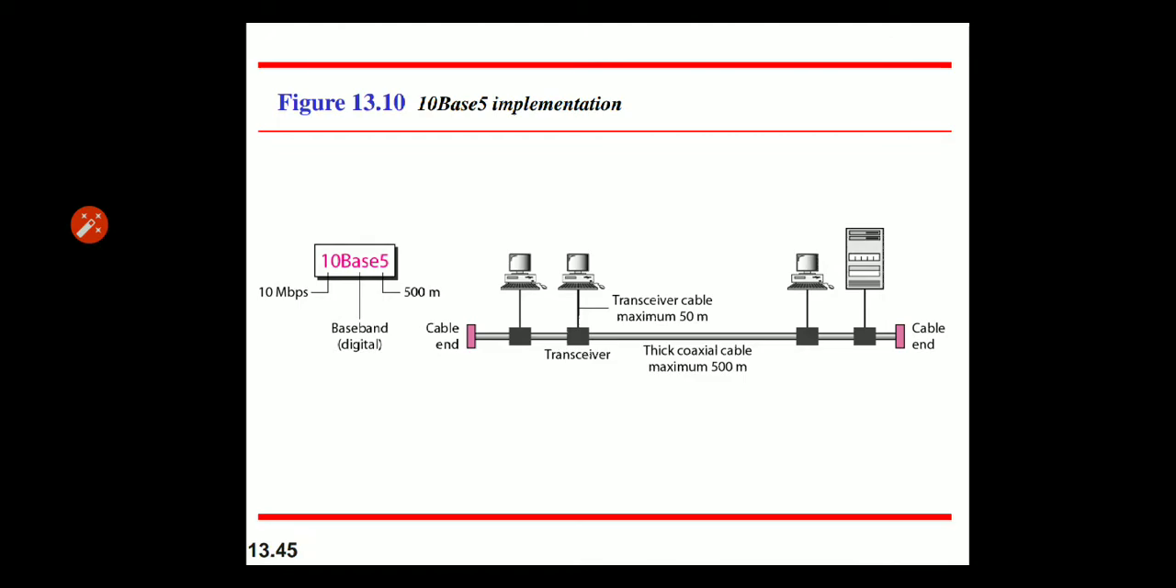10Base5 was the first Ethernet specification to use the bus topology, with an external transceiver connected via a tap to the thick coaxial cable. The figure shows the diagram of a 10Base5 implementation.